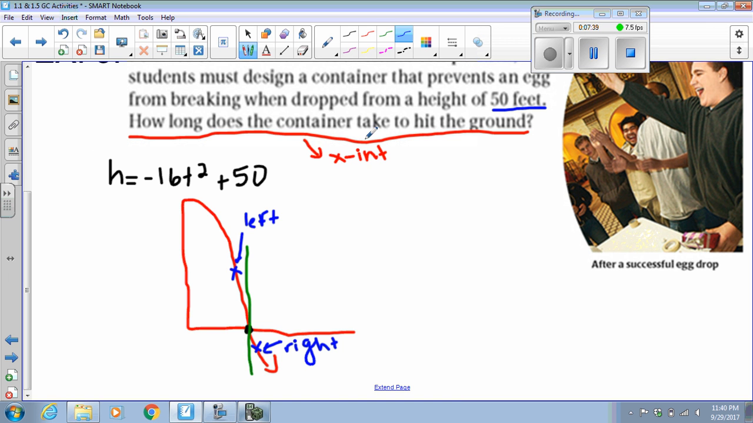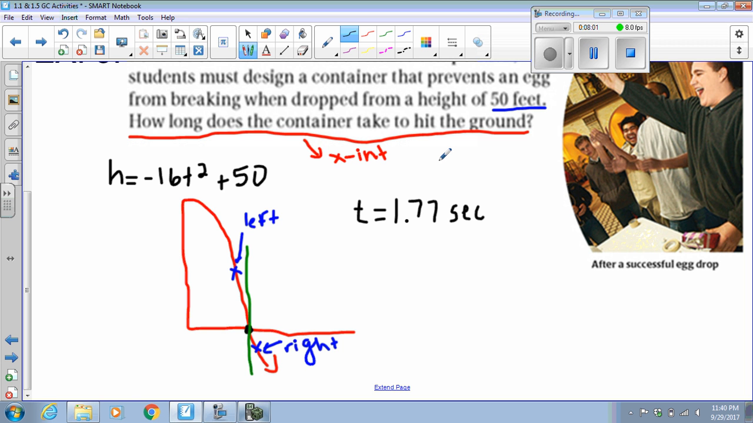1.77. So here, writing our answers, now remember, in this case, we're doing t for time, okay? And we said 1.77. Now remember, because this is a real world problem, we have labels, and it's going to be in seconds. So it took the container 1.77 seconds to hit the ground.